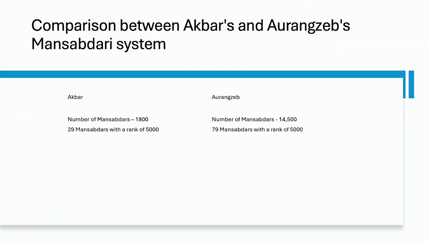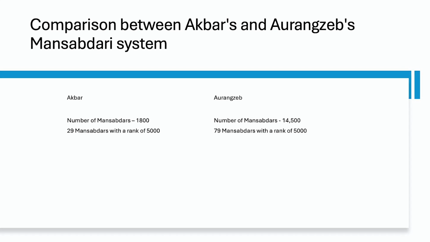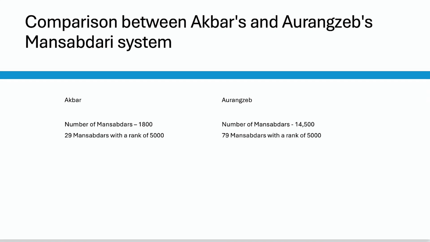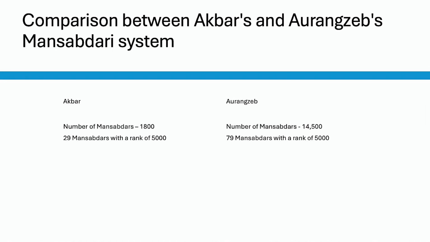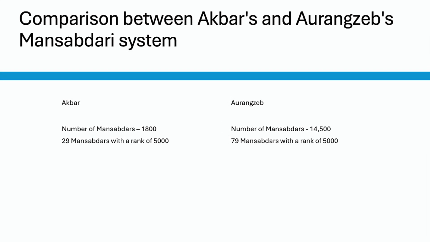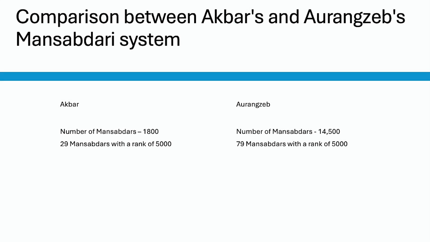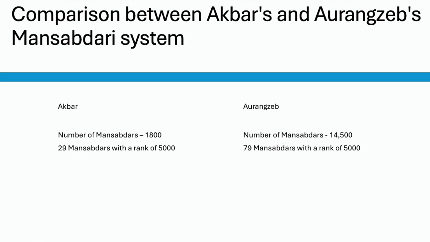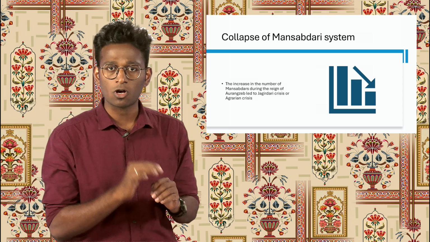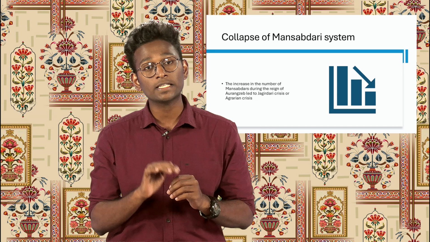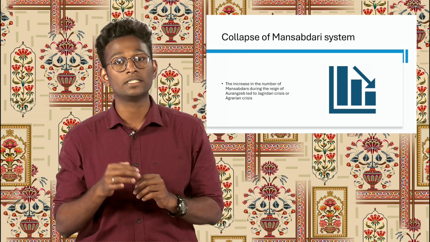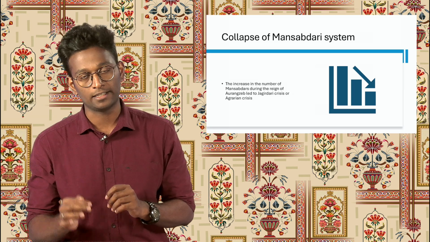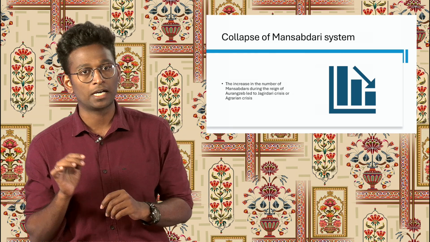Akbar maintained about 1,800 Mansabdars, but by the time of Aurangzeb, the number of Mansabdars rose to 14,500. During Akbar's reign, there were 29 Mansabdars with a rank of 5,000, but by Aurangzeb's reign, the number rose to 79. The increase in the number of Mansabdars during the reign of Aurangzeb led to the Jagirdari crisis or the agrarian crisis. This led to the collapse of the Mansabdari system.